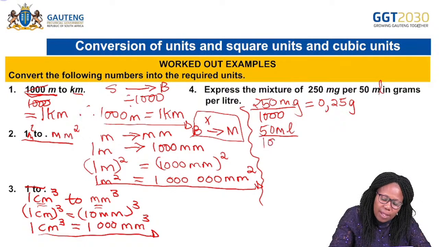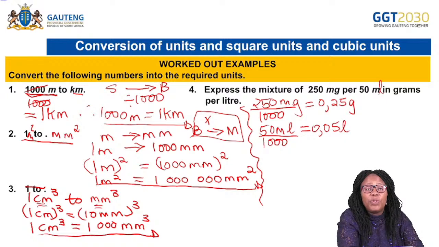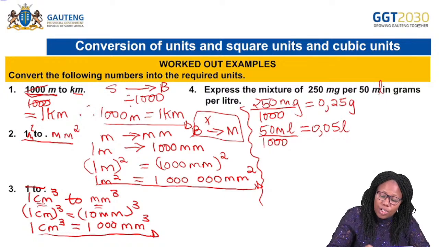Still dividing by 1,000, and then this will give us how much? 0.05 liters. Happy now, grade 12. This is now in grams and liters. And then let's write in a correct notation now.